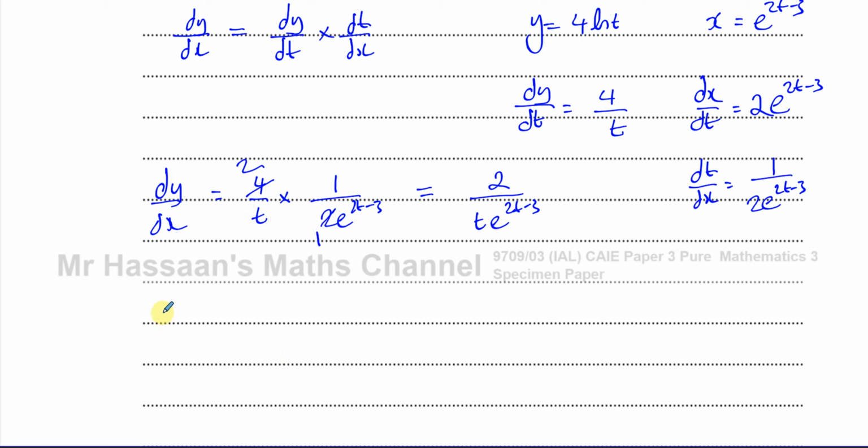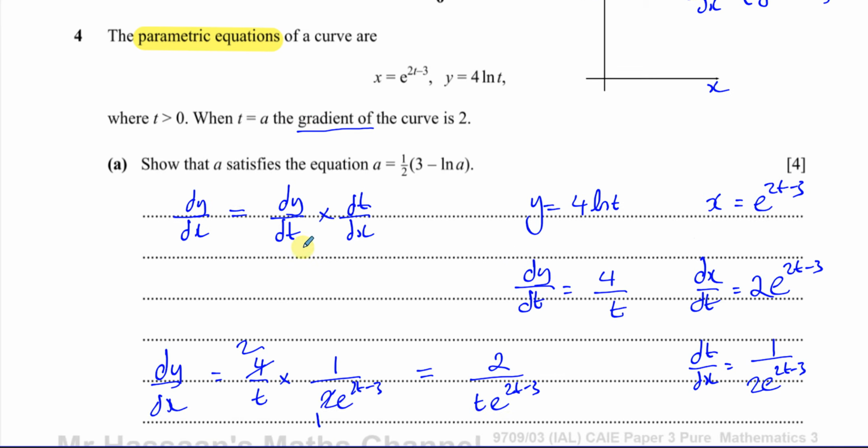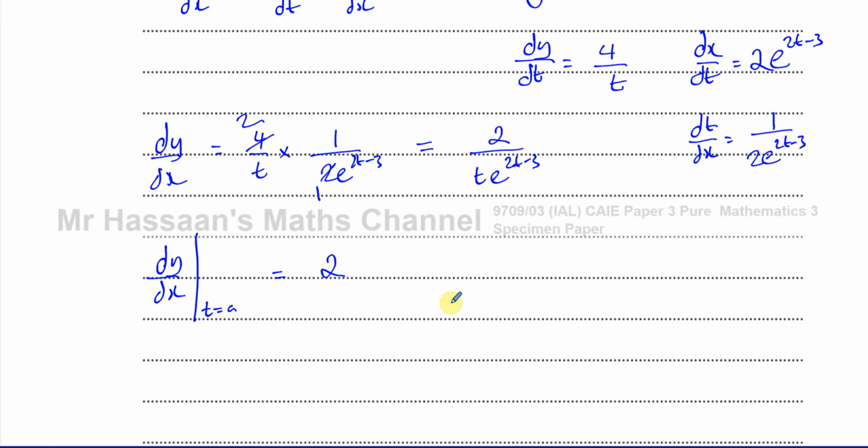Right, we want to find what dy/dx is when t is equal to a. They told us that the gradient of the curve is 2 when t equals a. So dy/dx when t equals a is equal to 2. So how do I translate that into what we have here? Well, we know dy/dx is 2 over, now when t equals a, that's going to be a times e to the power of 2a minus 3, and we know that is equal to 2. If you rearrange this, you can divide both sides by 2, so you're left with 1 on top.